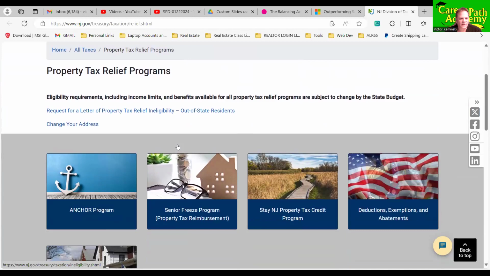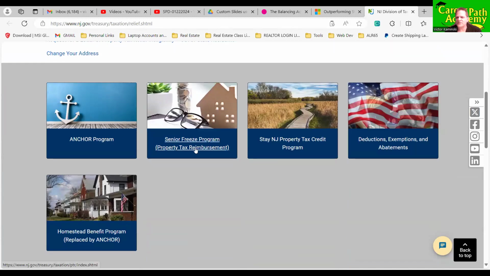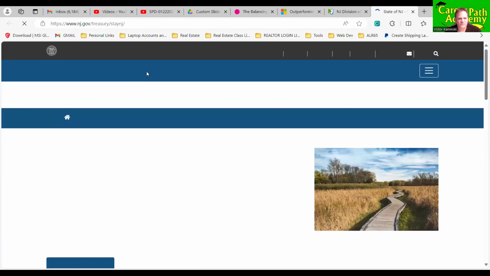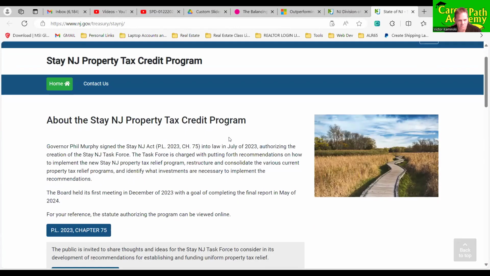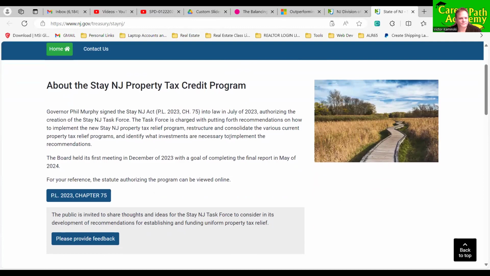Okay, so we have the Anchor program, the Senior Freeze program. Let's see, what is this? Stay NJ Property Tax Credit Program, deductions, exemptions, abatements, and the Homestead Benefit Program, that Homestead rebate, but it was replaced by the Anchor program. So you can see all these different things. What is Stay NJ about? This looks new. Here we go.